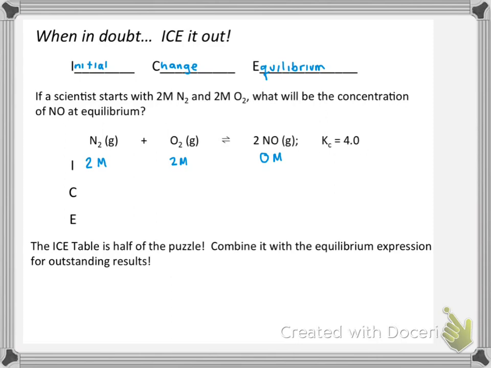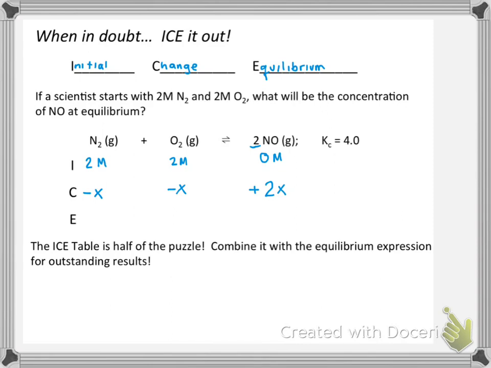If we don't have any of it to start, we've got to make some. So we'll add to it, and we'll have some change, but this will have a 2 times whatever that change is because we have the 2 in the coefficient. Whereas the N2, which we're going to use up, we're just going to use 1 times the change because we just have a coefficient of 1 there. And the same will be true for the O2. We'll just have minus 1x.